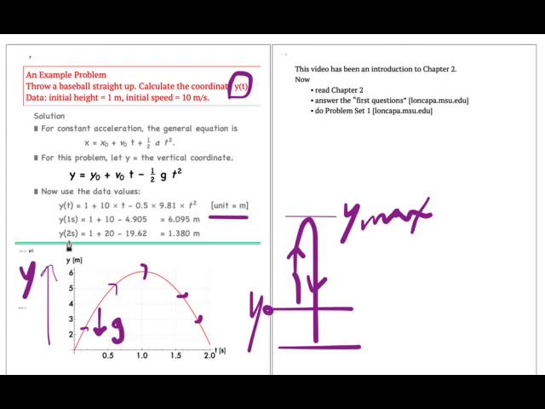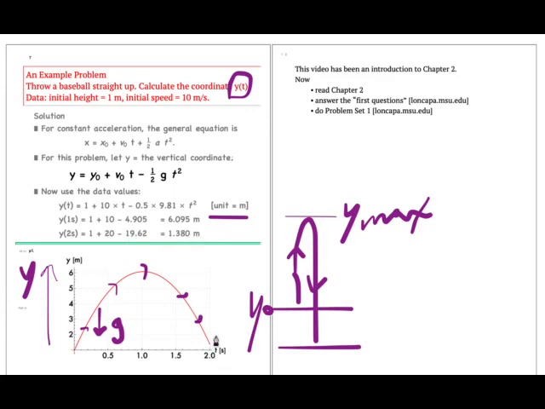How about at 2 seconds? Well, it'd be 1 plus 10 times 2, so 1 plus 20, minus 1/2 times 9.81 times 2 squared. 2 squared is 4, divided by 2 is 2. 2 times 9.81 is 19.62. So I have 21 minus 20, it's about 1. A little more accurately, it's 1.38 meters.